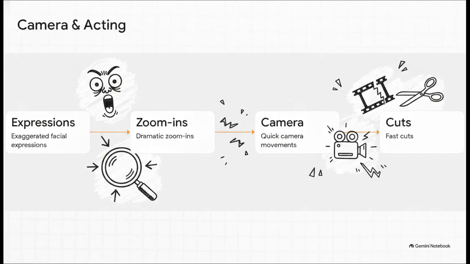A truly successful AI prompt doesn't just write a script, it acts like a virtual film director. The crucial point here is how this prompt dictates the kinetic energy of the piece. Exaggerated facial expressions, dramatic zoom-ins, quick camera movements, fast cuts. If you've spent even 5 minutes on TikTok or YouTube Shorts, you recognize this visual language immediately.